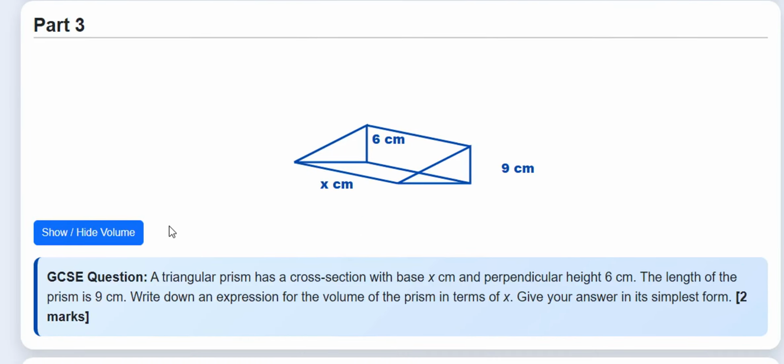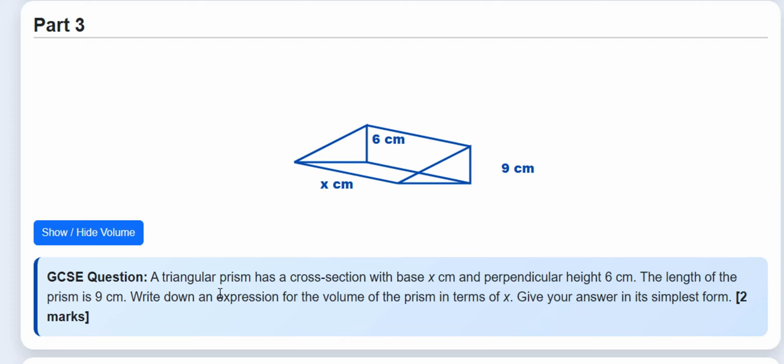So in this question we are told a triangular prism has a cross section with a base of x centimeters and a perpendicular height of 6 centimeters. The length of the prism is 9 centimeters. Write down an expression for the volume of the prism in terms of x, then give your answer in the simplest form.